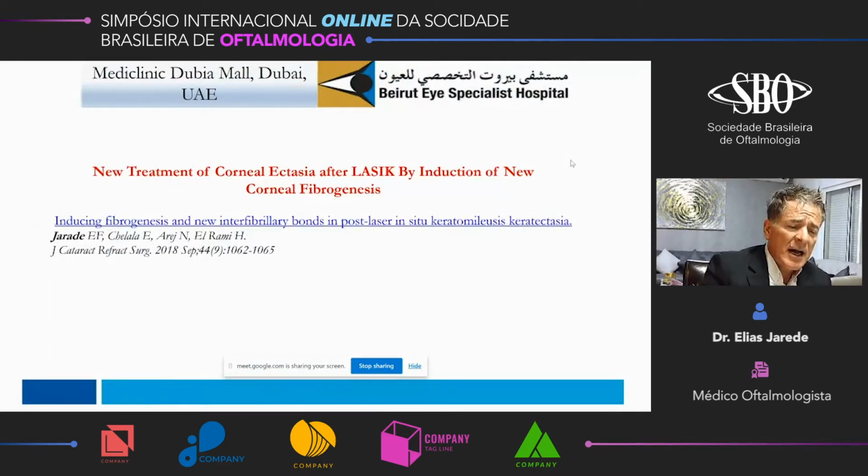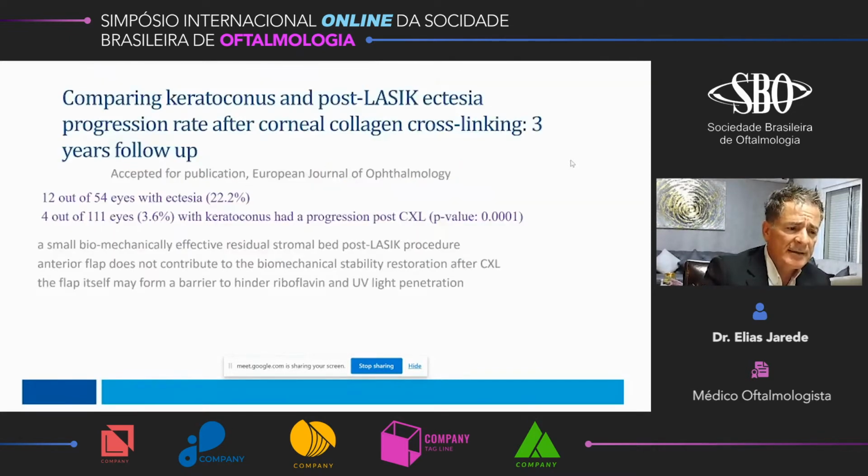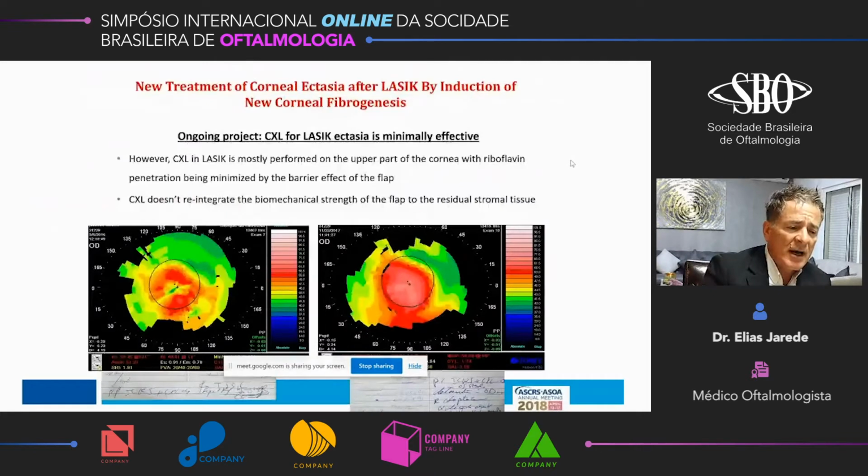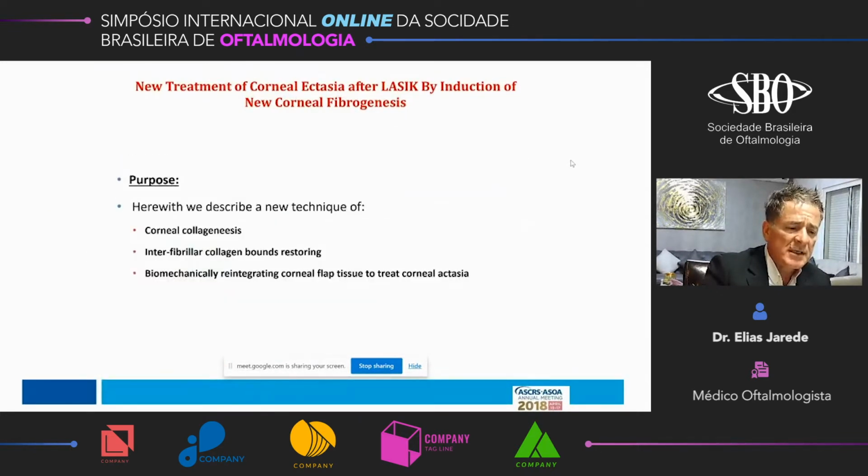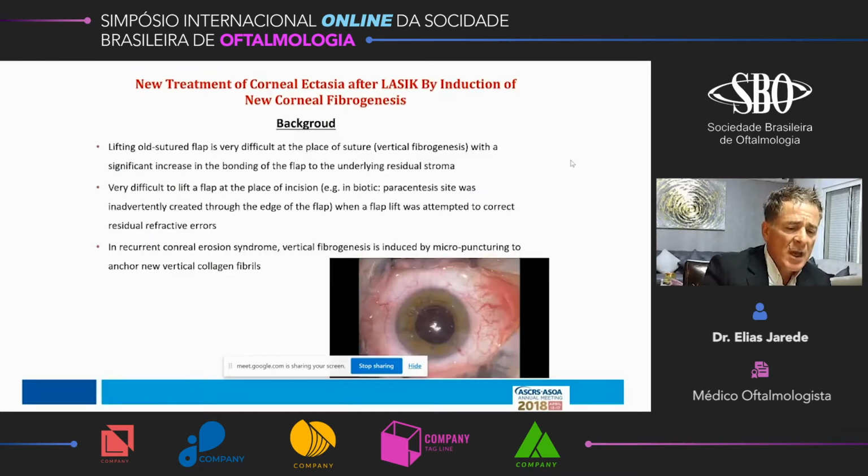In the unconventional cross-linking, or stabilizing the cornea post-ectasia, our study has shown that conventional cross-linking post-ectasia doesn't work well, with a progression rate of more than 22% over 5 years of follow-up. That's why we came up with a technique inducing vertical fibrogenesis to re-anchor the flap to the underneath stroma and reintegrate the biomechanical forces of the cornea.